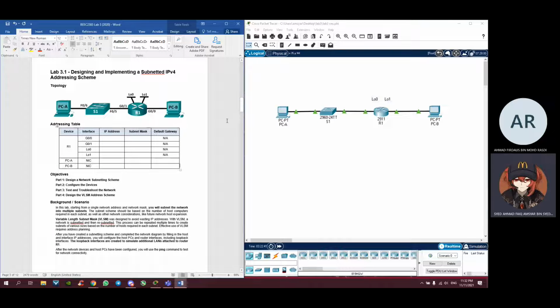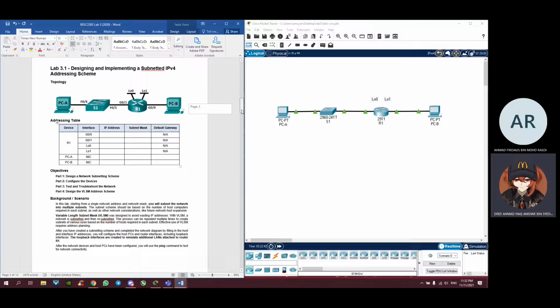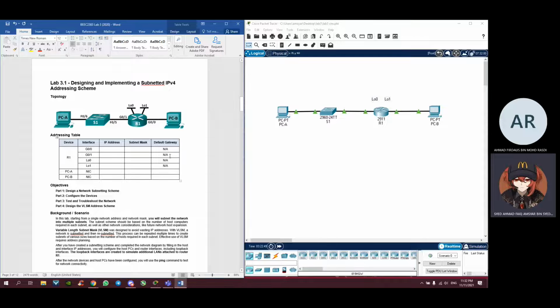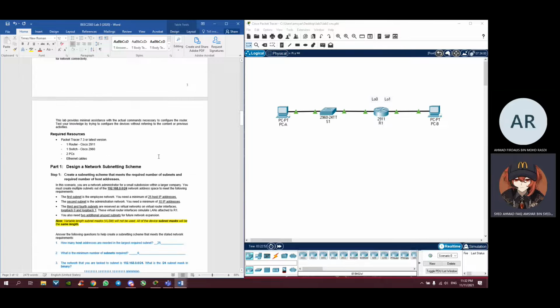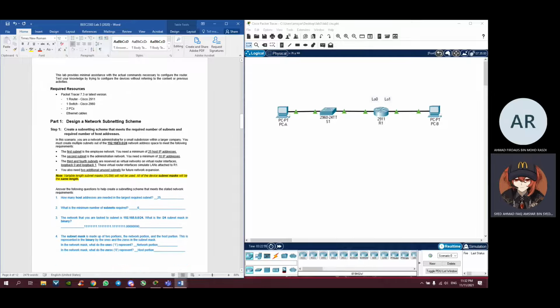Okay, so my name is Amsyar bin Wahid, and with my partner Ahmad Firdaus, we are going to explain what we do in lab 3. First, for part 1, design a network subnetting scheme. Create a subnetting scheme, that means the required number of subnets and the required number of host addresses. So here is the scheme.